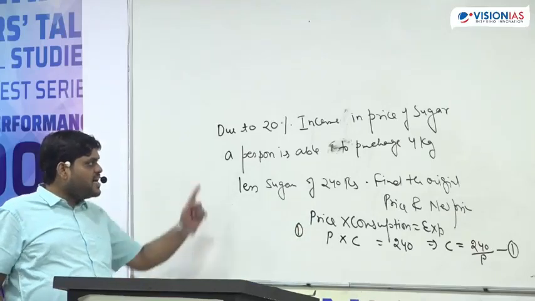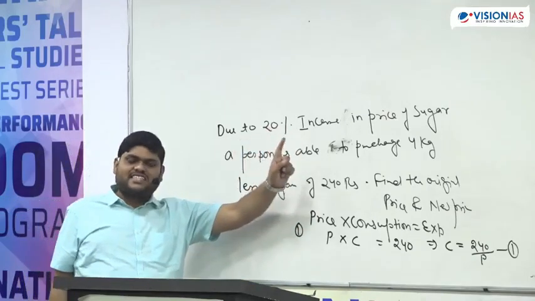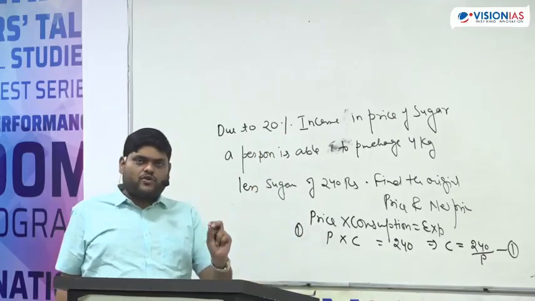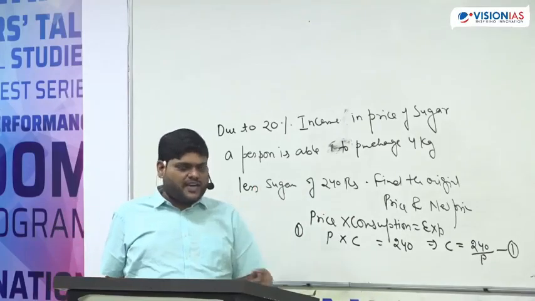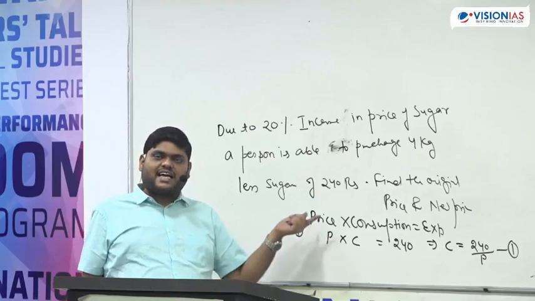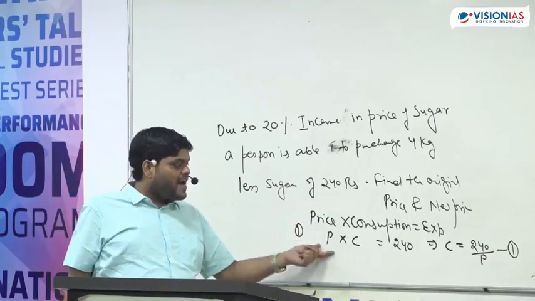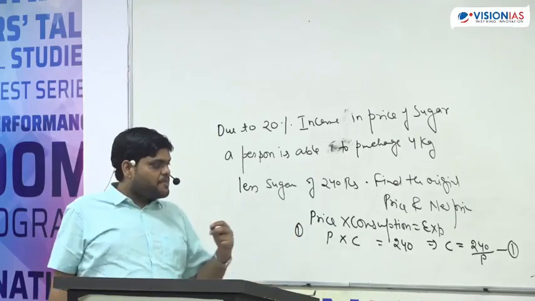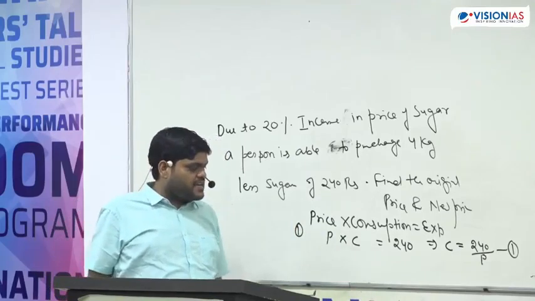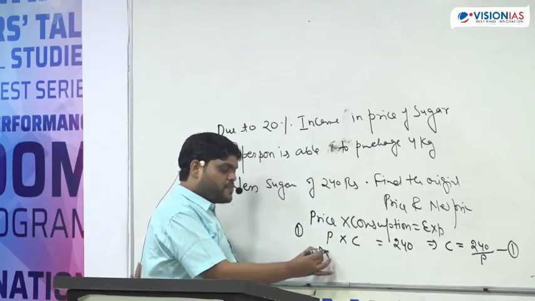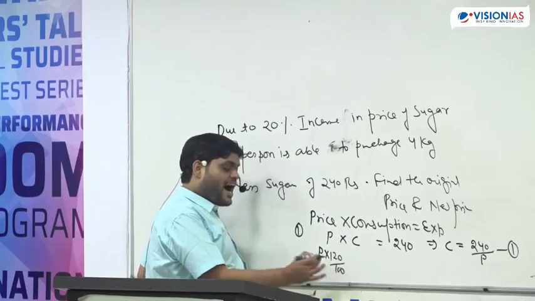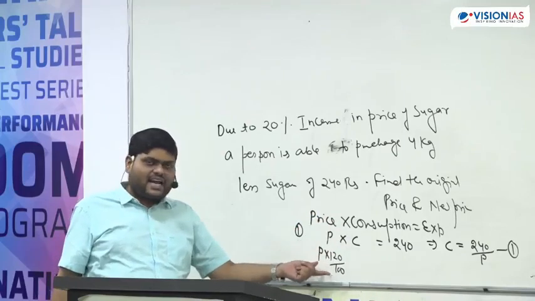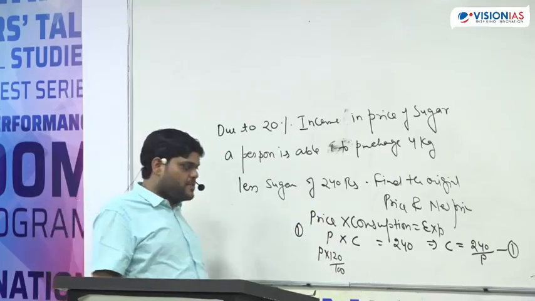Now second one is, due to 20% increase in the price of sugar. When price of sugar increased by 20%, I told you how to increase 20%. The first way is find out 20% of this and add into this. Second way is price in itself is 100%. When you increase 20%, the price becomes 120%. Either you can find out 20% of this, add into this, or you can directly write price now becomes 120%.